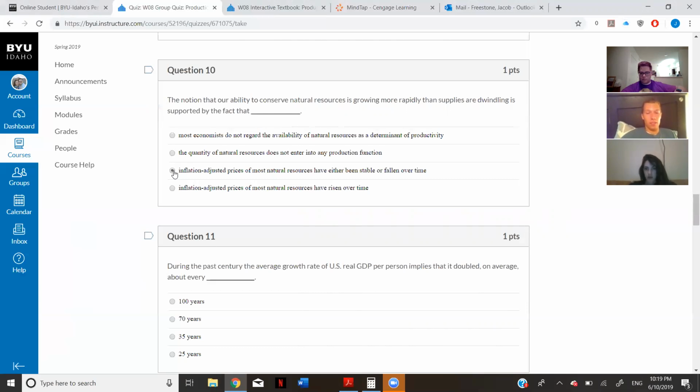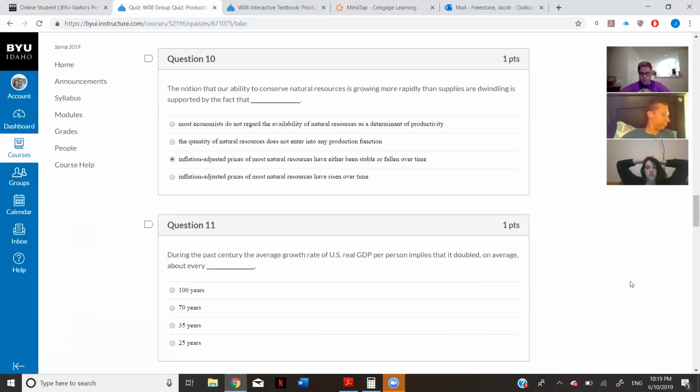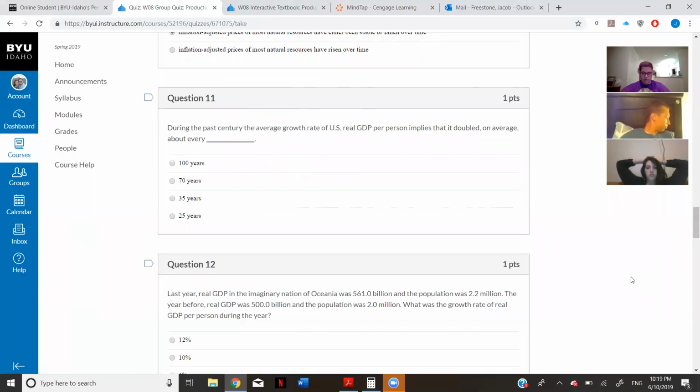I had D, but I didn't really. So that's just what it said in the text, is that the natural resources have been stable or fallen over time. So it's a sign that we can conserve natural resources. So. Yay. Okay, cool. All right, we're halfway done.